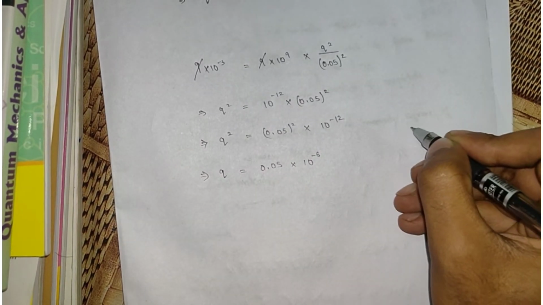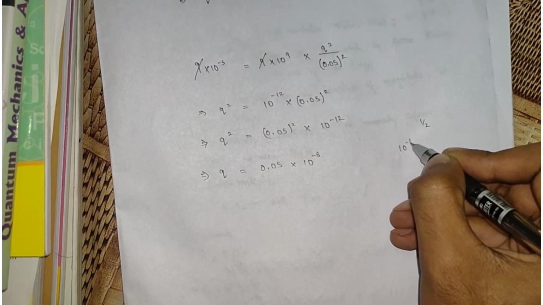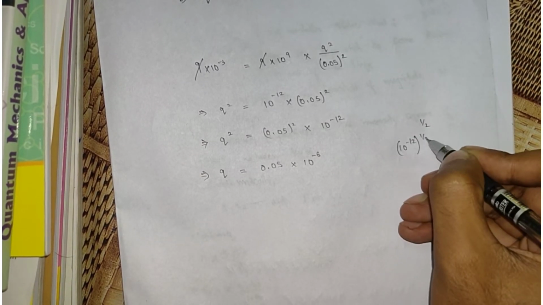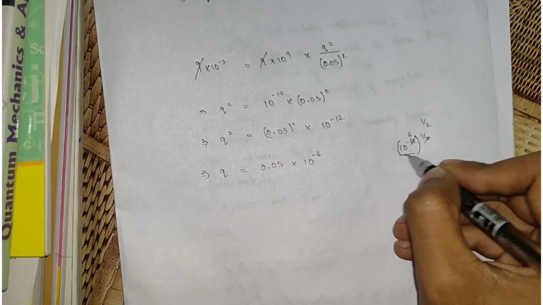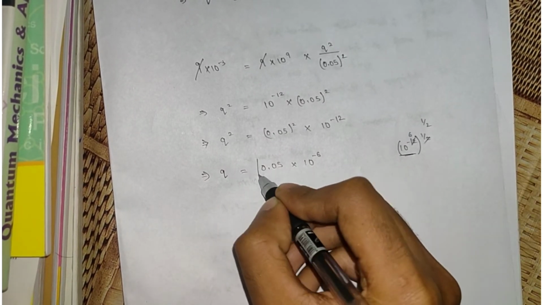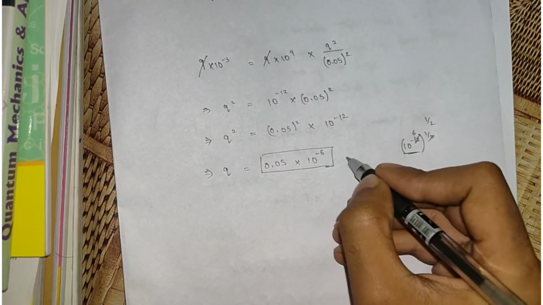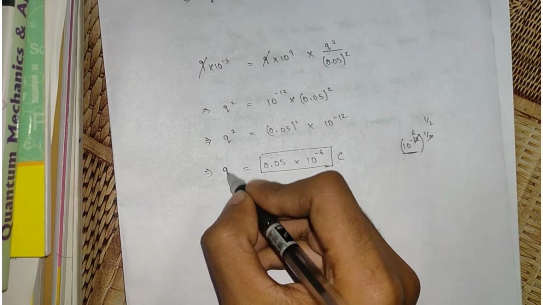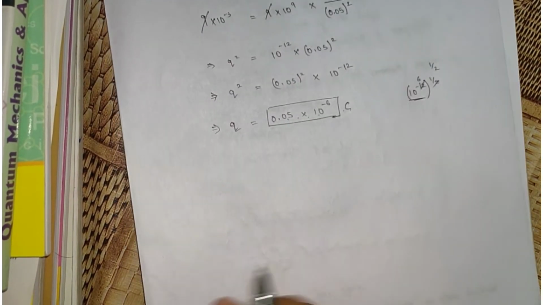As you know, square root is nothing but to the power 1 by 2. So 10 to the power minus 12 into 1 by 2, it will be 10 to the minus 6. So this is the value of our charge, and we take charge in coulombs. So we have q equals 0.05 into 10 to the minus 6 coulomb. This is our value of charge.